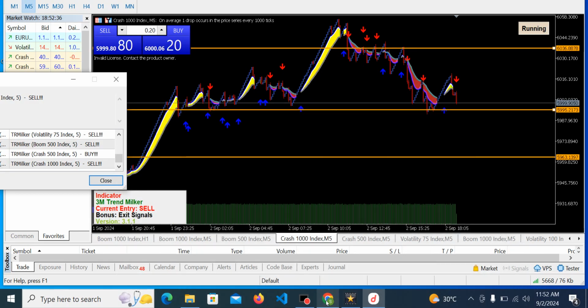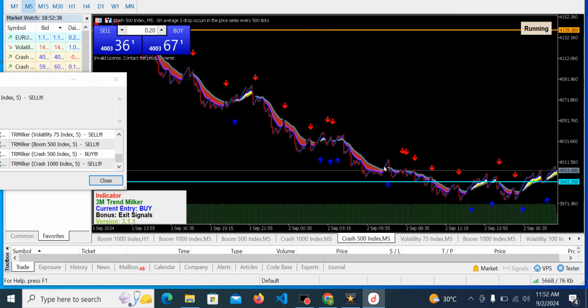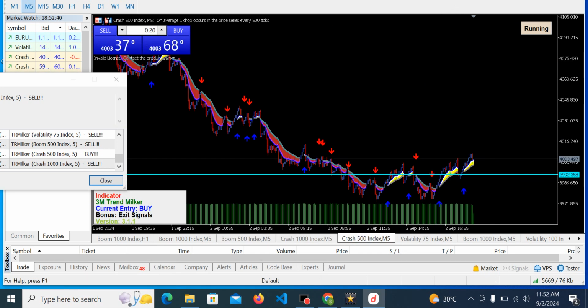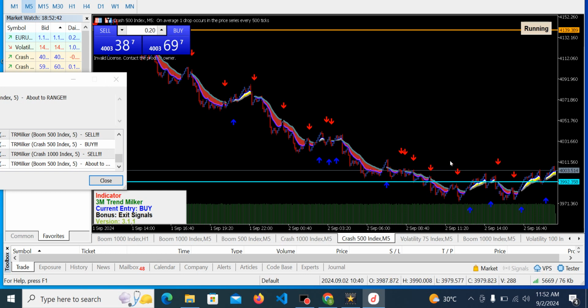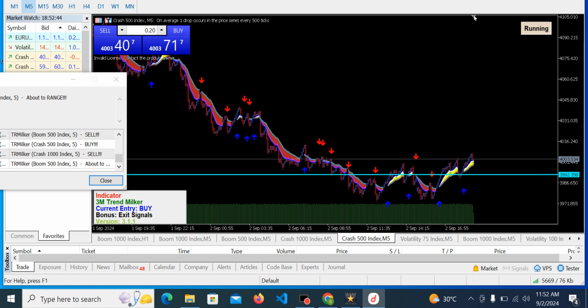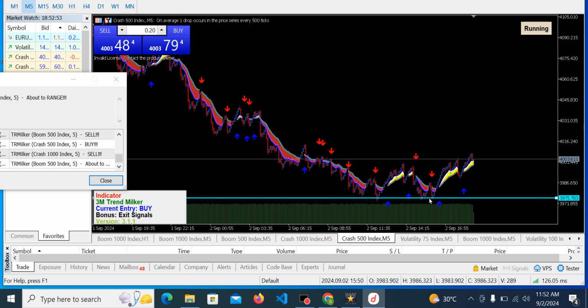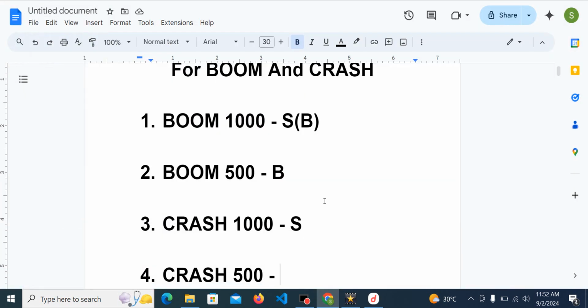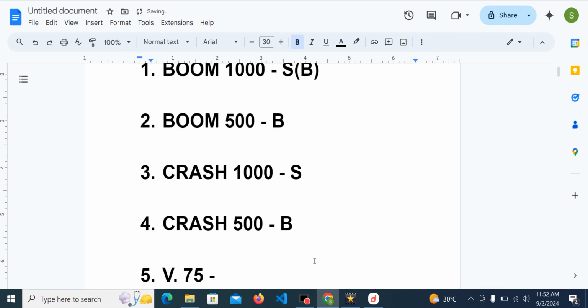Next asset is going to be Crash 500. This is Crash 500, and Crash 500 was on a downtrend for a very long time, even though it has got into this support zone, and it has not been able to break out from there. So it started an uptrend from there. So right now it is buying at the moment. So this is going to be more of a buying opportunity than a selling opportunity.